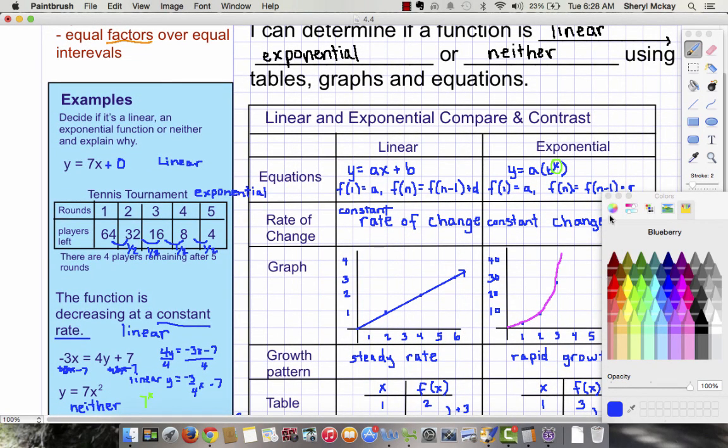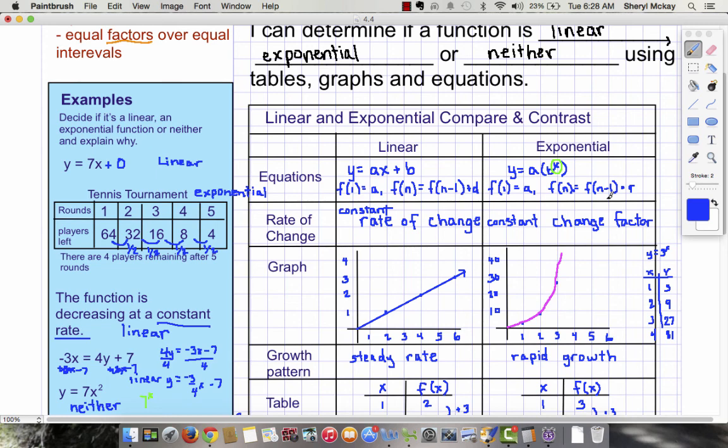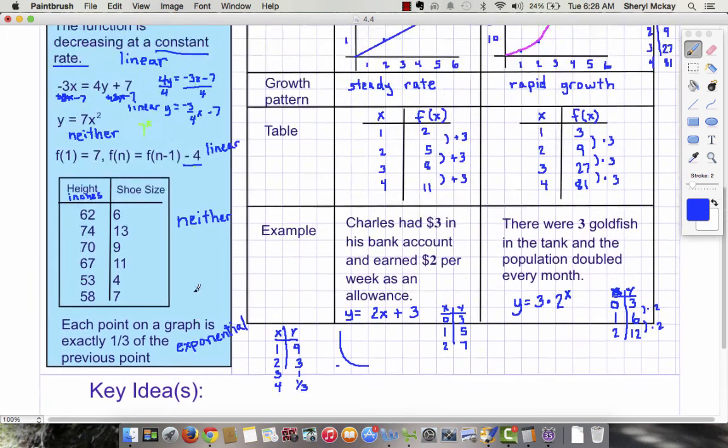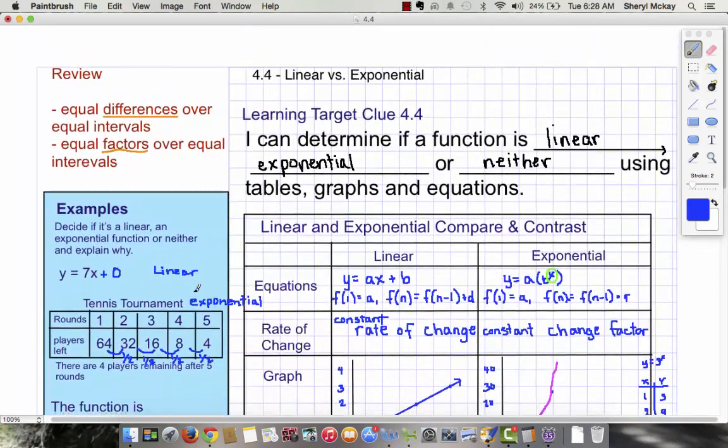Comparing and contrasting linear and exponential functions. Make sure that you write a key idea. Think about what it is that makes a linear equation different from an exponential function, and how is it that you can tell the difference between them. You'll want to be able to do that because you're going to be doing a lot of that in the coming days. And once you've written that down, I'll see you in class.